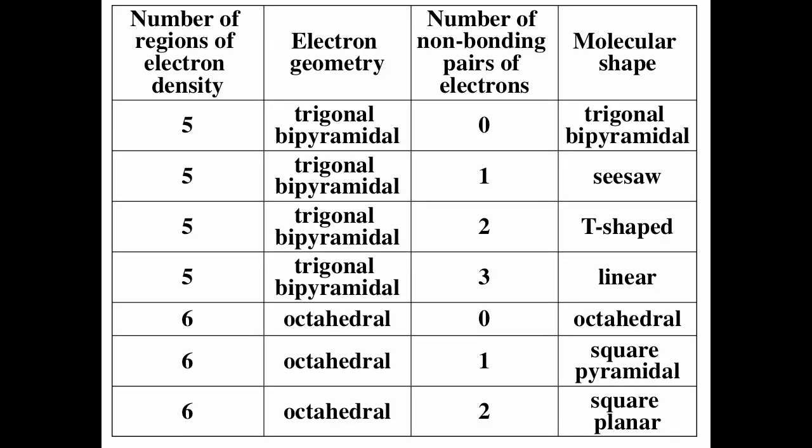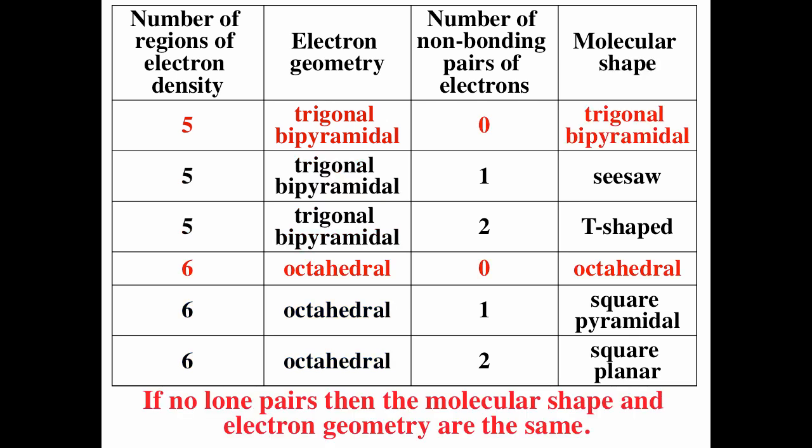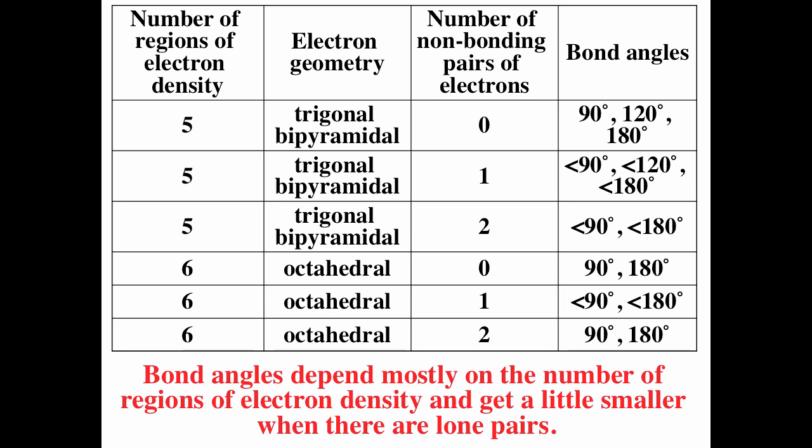And so 5 regions of electron density gives you trigonal bipyramidal electron geometry. 6 regions gives you octahedral. So electron geometry only depends on the number of regions of electron density. And again, a single region could be a single bond, double bond, triple bond, or a lone pair. If there's no lone pairs, then the molecular shape is the same as electron geometry. Lone pairs take up a little bit more space, and so it makes the bond angles a little bit smaller.